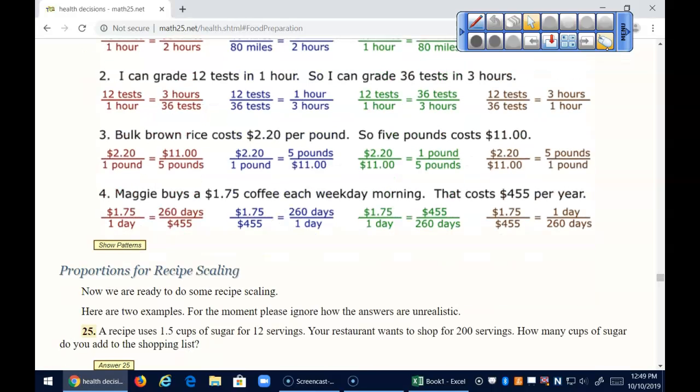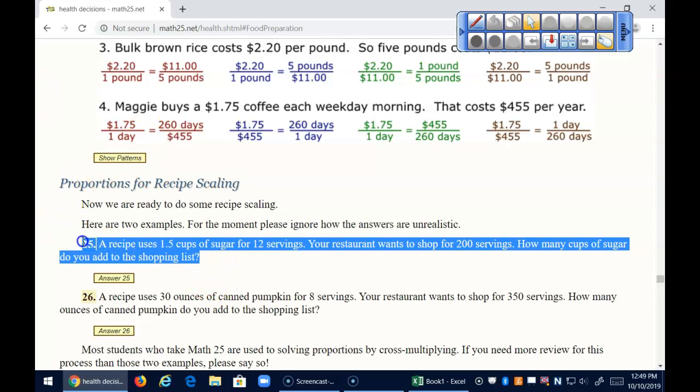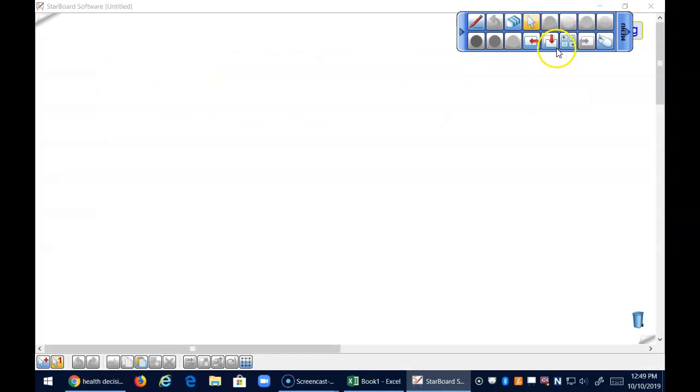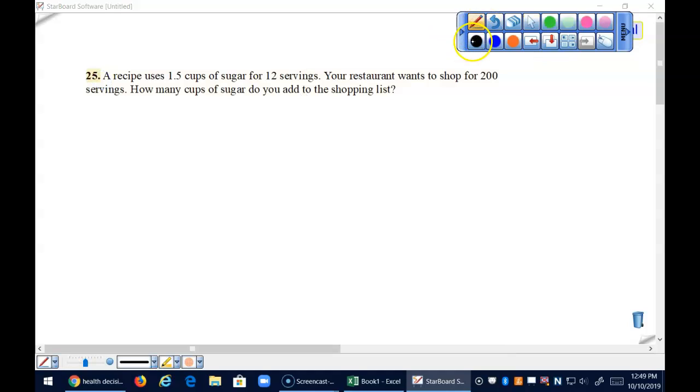Okay, so, for example, we're trying to make a shopping list for a restaurant for a few days. We need 1.5 cups of sugar for 12 servings, and the restaurant thinks that they'll want 200 servings of whatever recipe this is during the next few days. So how much sugar should we add to the shopping list for this one recipe's share of the restaurant's shopping?